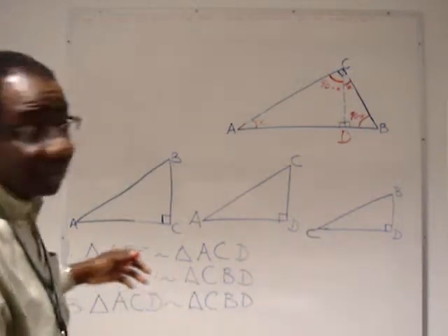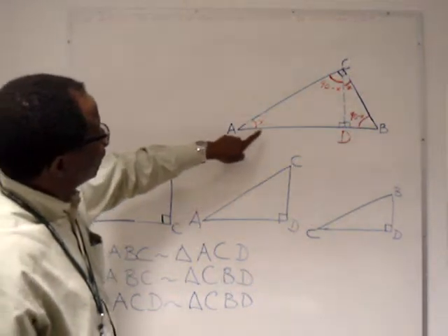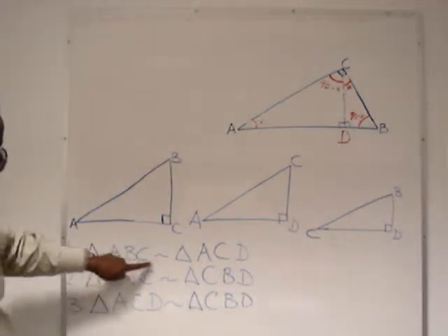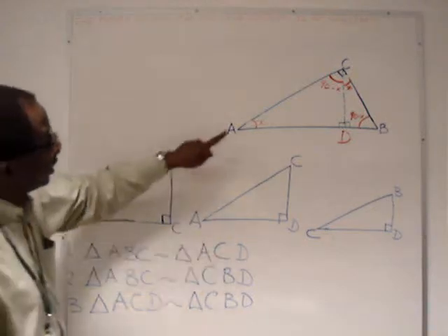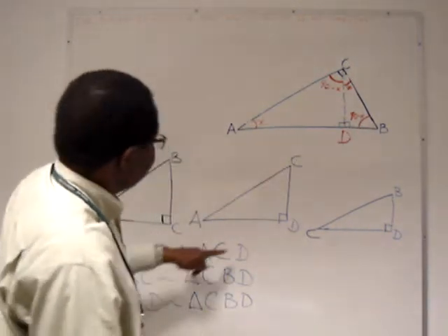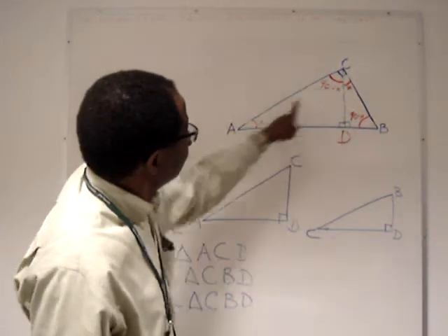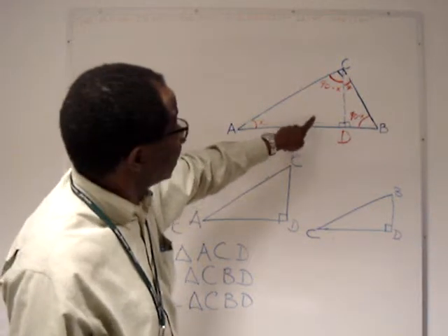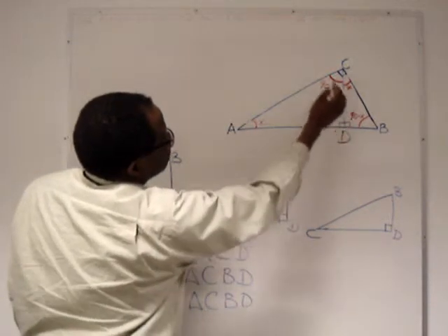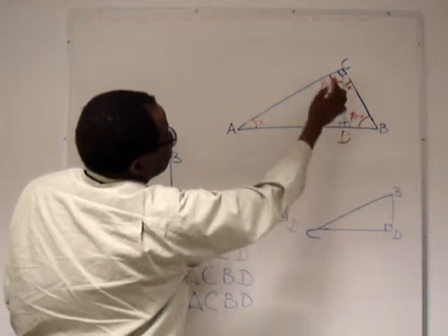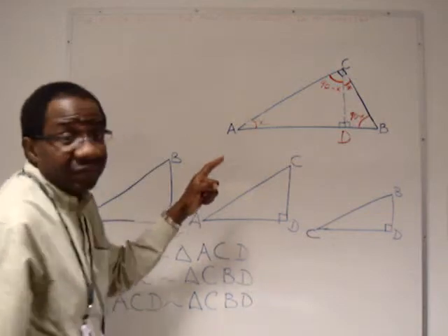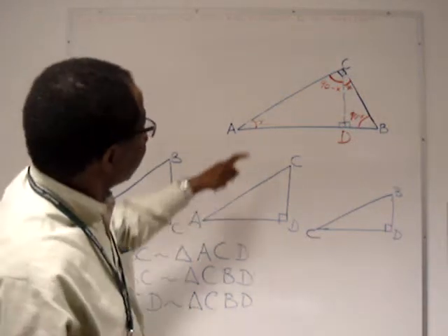Well, what has happened? We have shown that, so let's take the first of the relationships, triangle ABC and triangle ACD. So that's ABC, the original triangle, and ACD, which is the bigger of the two smaller triangles. So look at them. Each one of them has a right angle. ACD has a right angle, and this one has a right angle.